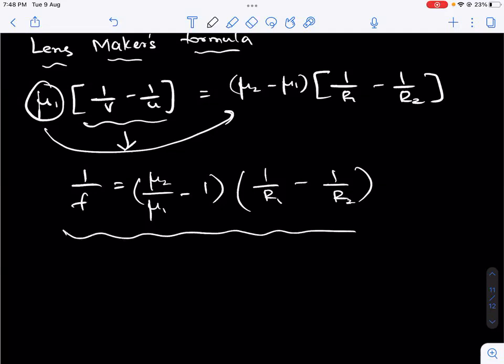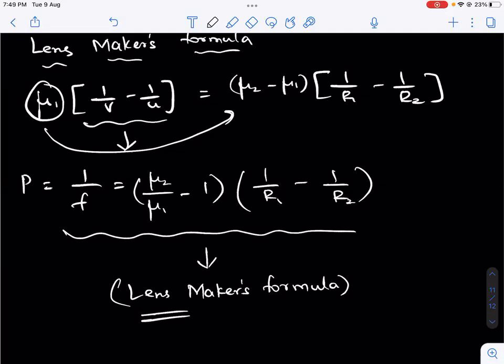And this formula is what we call the Lens maker's formula. Why we call this the Lens maker's formula is because, you know what 1 by f is, right? It is called the power of lens. Generally when you go for an eye checkup, what do they check? They check the power, right?